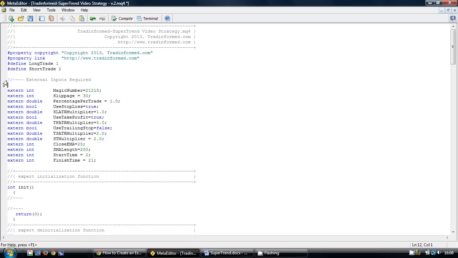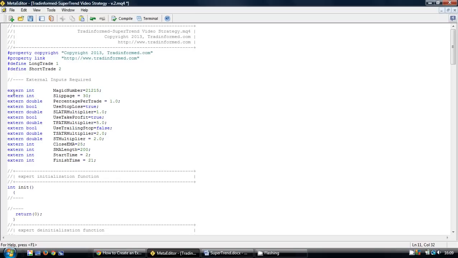Okay, so again we have these 2 forward slashes, external inputs required. We use the word extern to signify external inputs. These external inputs are very important for our expert advisor. These are user entered information that can be easily edited, and also that we can use as part of the backtesting process. So any variables that we want to try different values, we may want to manually edit at any stage, we'll call an external input.